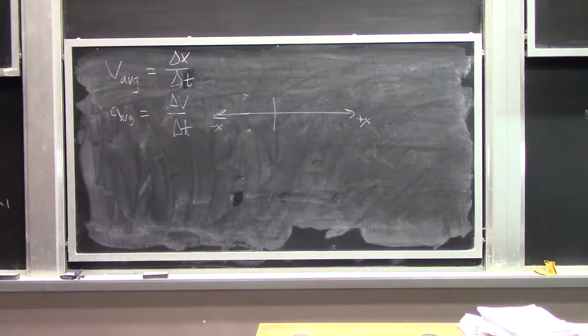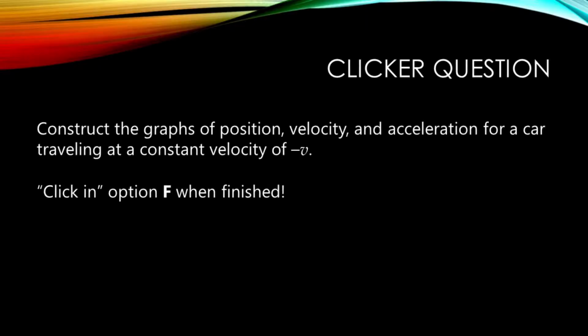So I'll get to our first clicker question. A lot of what we're going to be doing today is to build off of these ideas of the relationship between position, velocity, and acceleration in order to evaluate plots and create plots. This question asks us to construct the graphs of the position, velocity, and acceleration for a car that's traveling at constant velocity minus v. You can click in F when you're finished. Okay, so take a couple of minutes to work on this one.